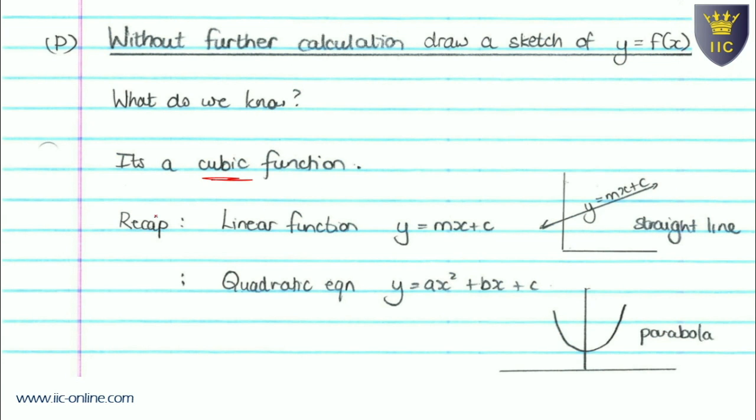Now, bear with me. I'm just going on a slight little meander into a recap of functions here. Do you remember that a linear function was written as y is equal to ax plus b. And that was a straight line function. When you had a quadratic function or a quadratic equation, it would be y is equal to ax squared plus bx plus c. And this would be a parabola.